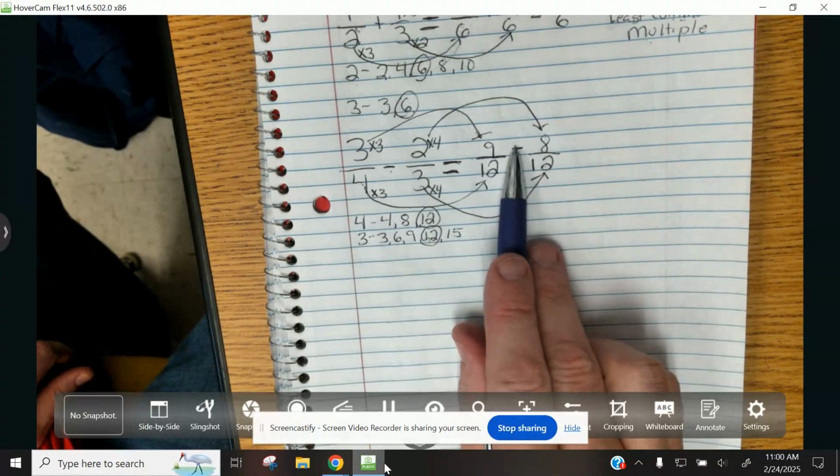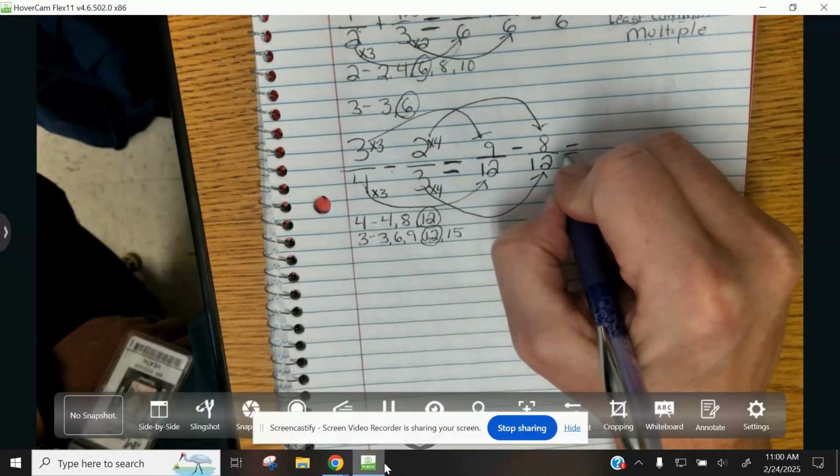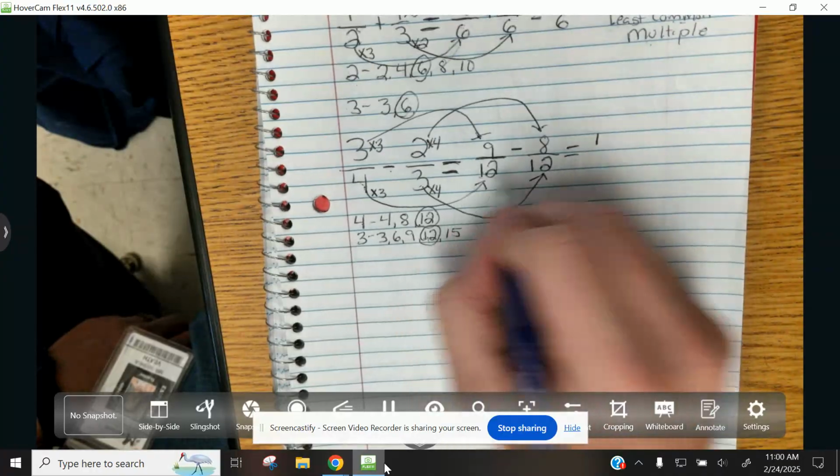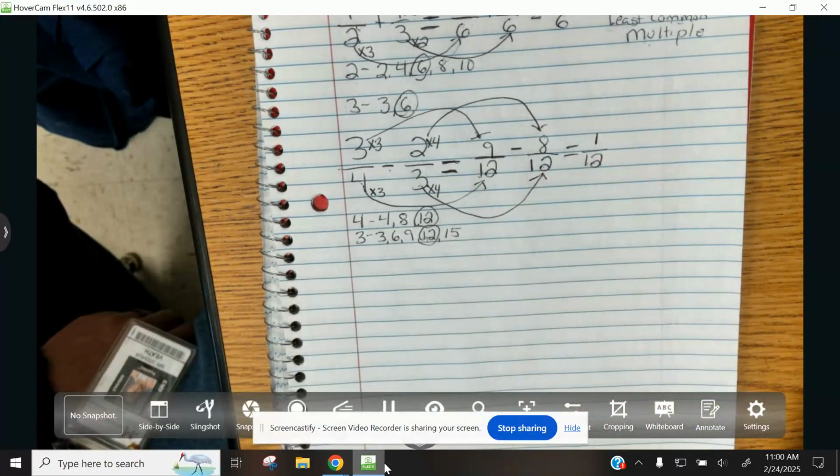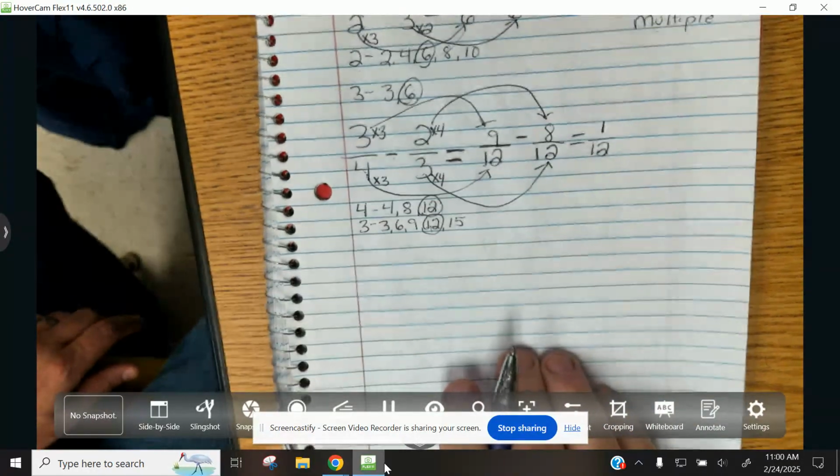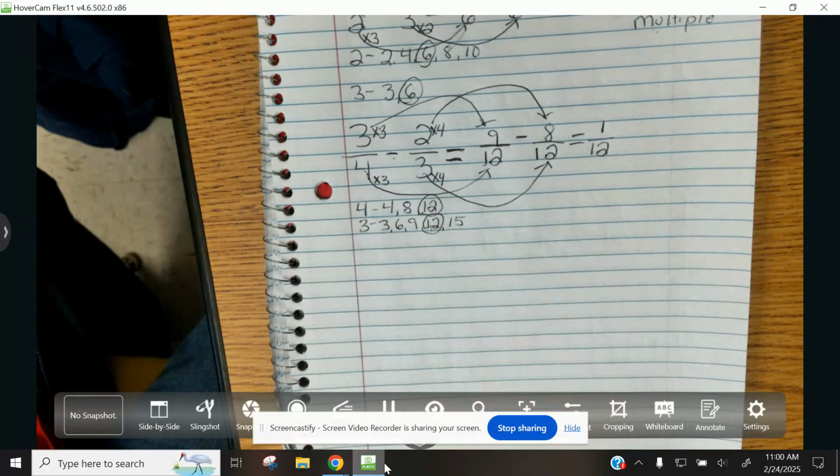So you can go 9 minus 8, and that's 1. And then what do your pieces look like? They look like twelfths. So my answer is 1/12. Okay, so it's a pretty easy concept to understand.